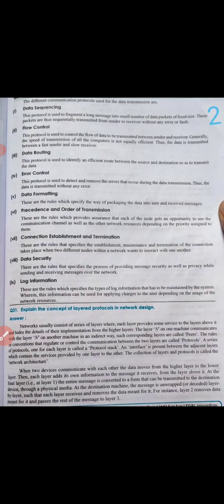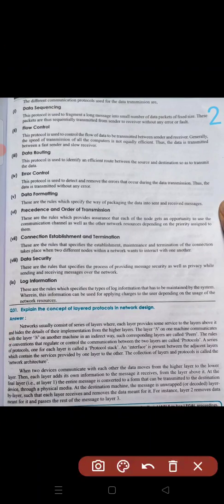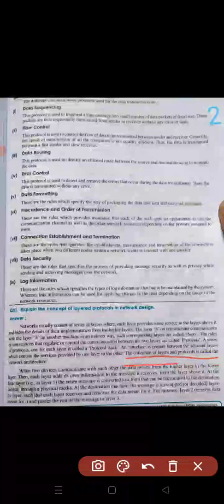The same layer exists on the sender side and on the receiver side also. These two layers can also be called what? Peers. The rules or conventions that regulate or control the communication between the two layers are called what? Protocols. A series of protocols, one for each layer, is called a protocol stack. It is an interface between adjacent layers which contains the services provided by one layer to the other. The collection of layers and protocols is also called a network architecture. You can observe the exact definition here. The collection of layers and protocols is called what?